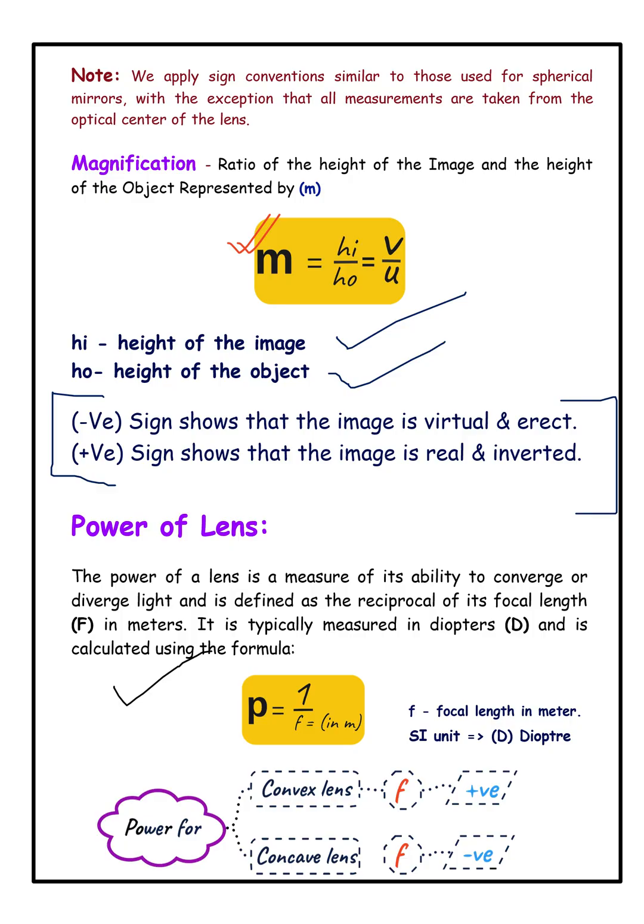Now power, when we talk about it, you can please note this down. I'm putting a star over here to show that this is extremely important. For a convex lens, the focal length is positive, and when we talk about power for a concave lens, the f, that is the focal length, is negative.